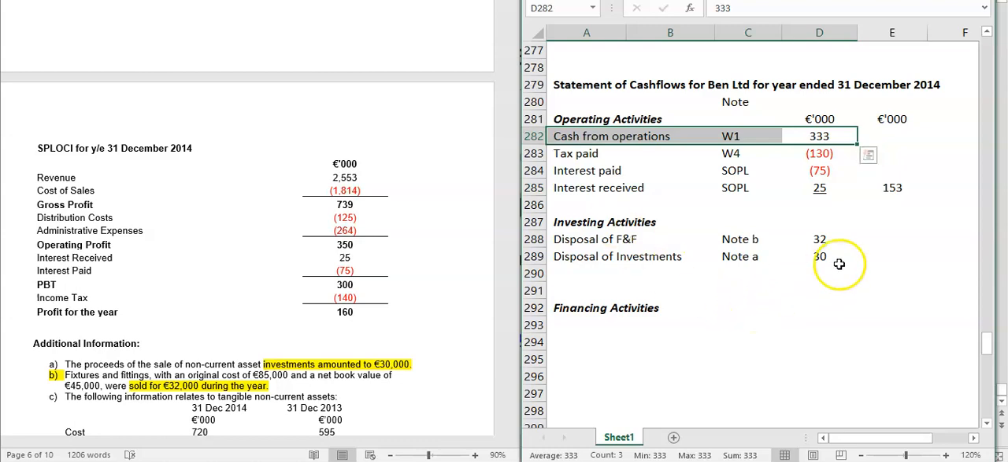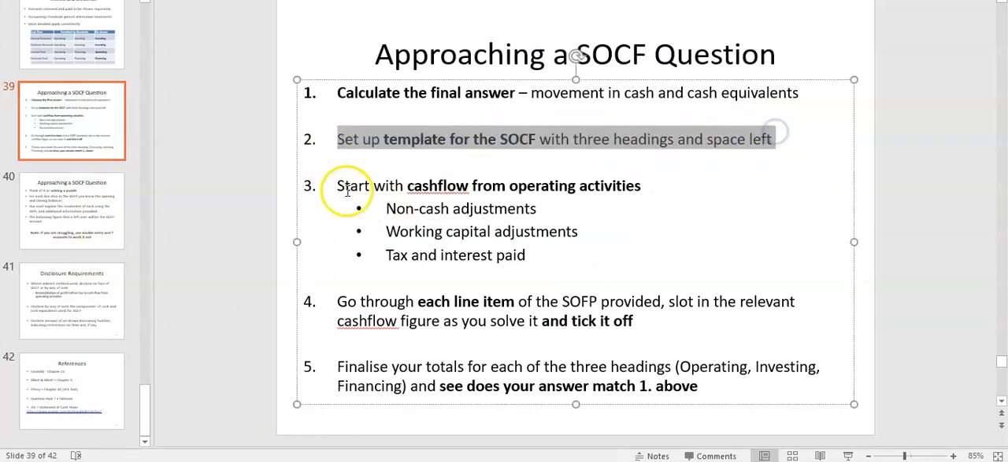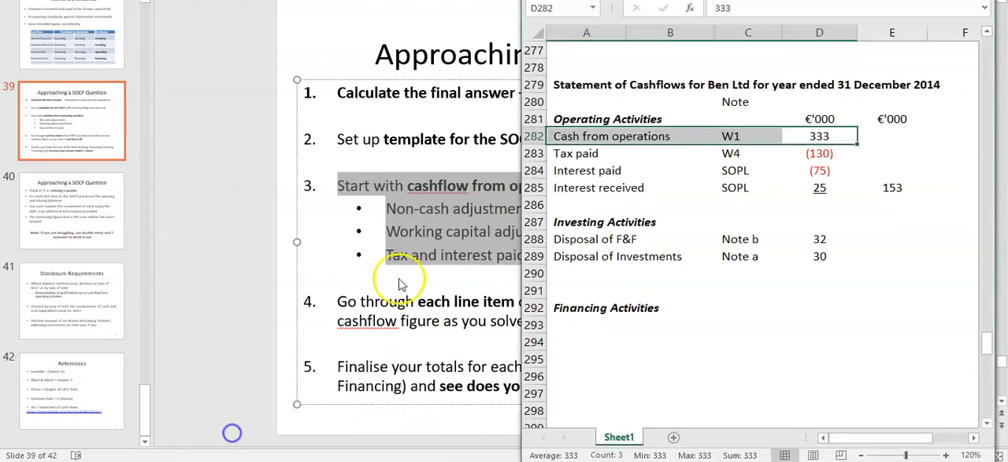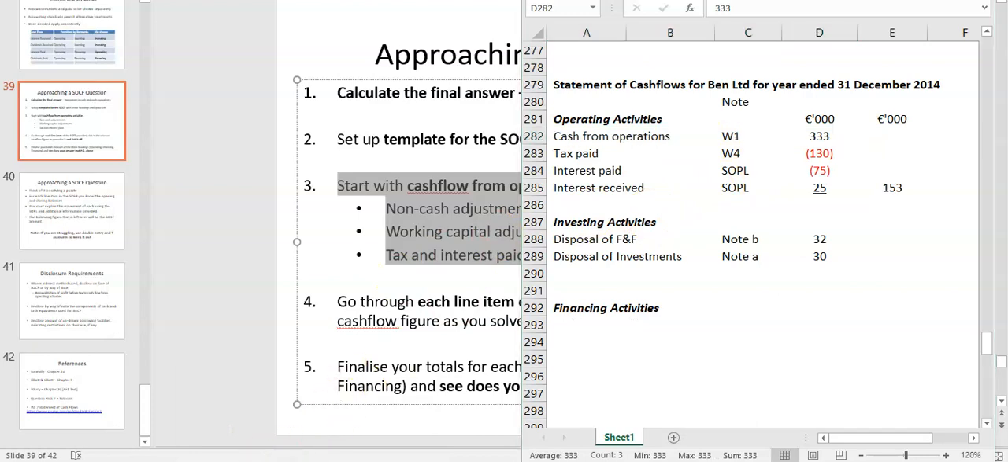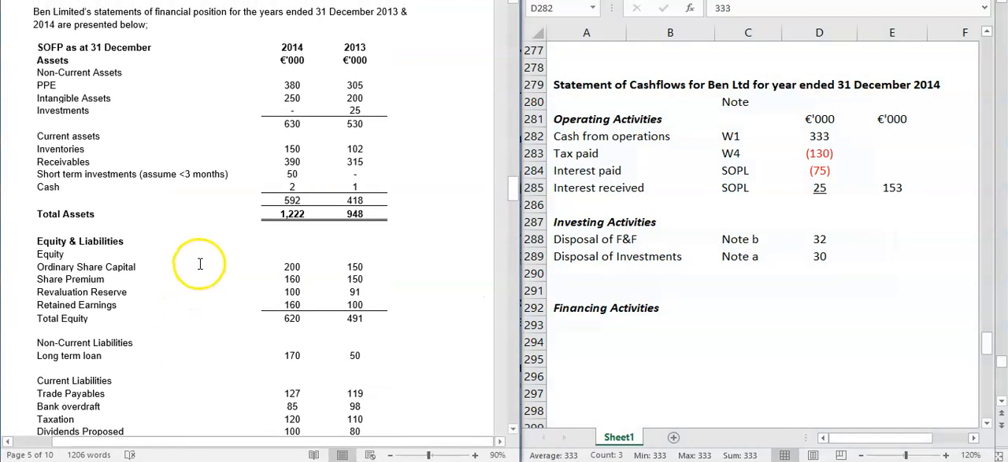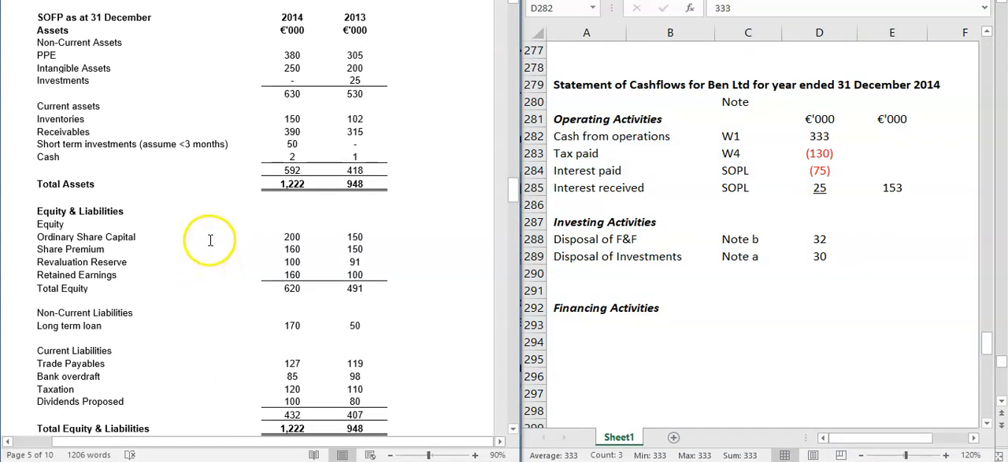So that's 153. So if you come back to our steps that we suggest you go through, you set up the template, we've done that, and you start with the cash flow from operating activities. We've done that. When you're finished with that, then it's about working off the statement of financial position. So once you've the cash flow from operating activities, as we have here, you go back to the statement of financial position and you see which items you haven't explained. So I will tick off each item as I've explained it.